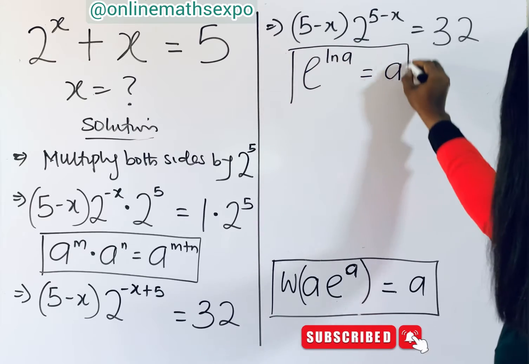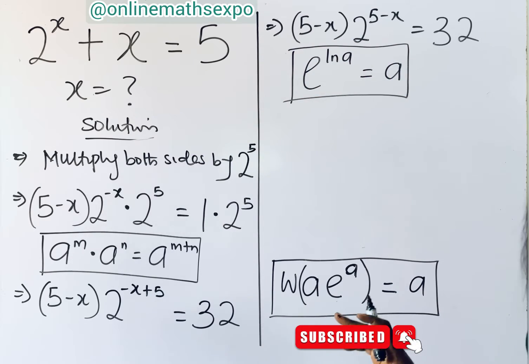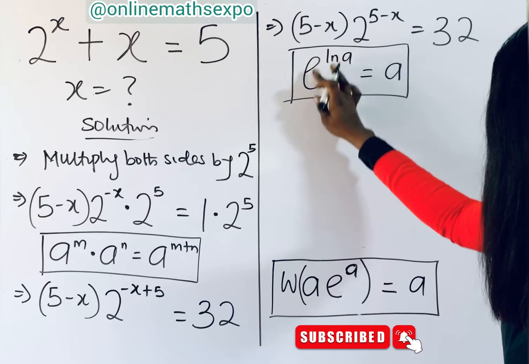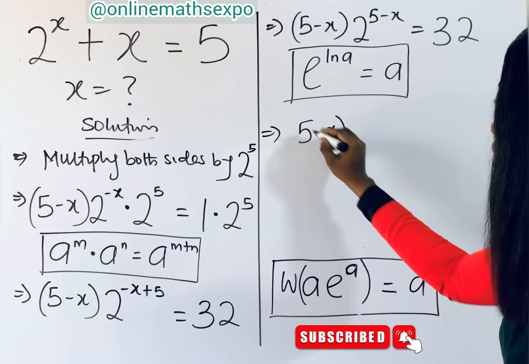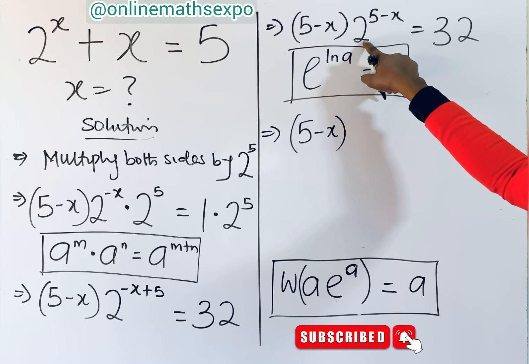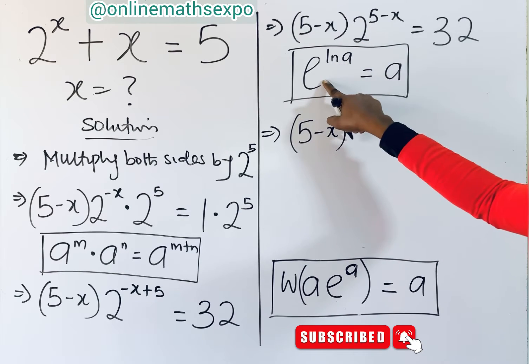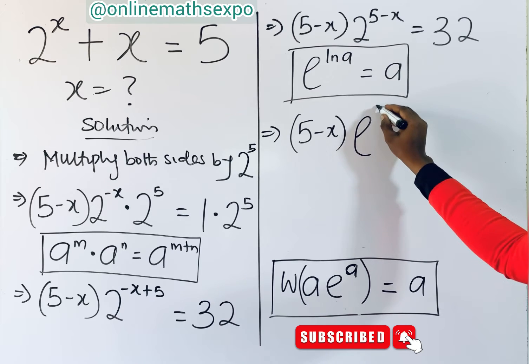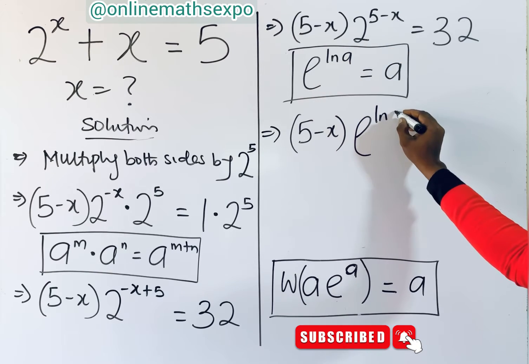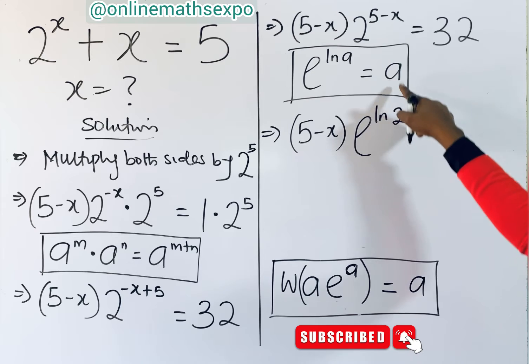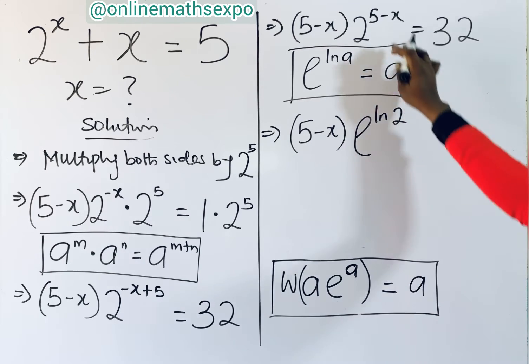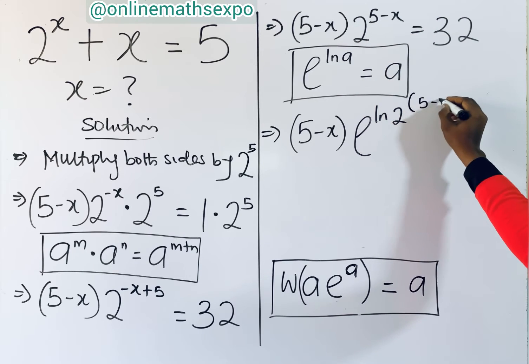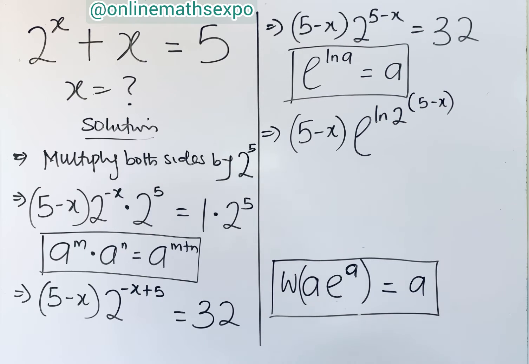This is going to be a guide. Now, what do we do with this? For this 2, we can apply this rule here. So to do that, we have 5 minus x multiplied by these 2. Just focus on these 2. Apply this. You have e to the power of ln of 2. When you do this, it gives you a, and that is 2. So you've not changed anything. And this will be raised to the power of 5 minus x. I hope you are with me there. And that is equal to 32.